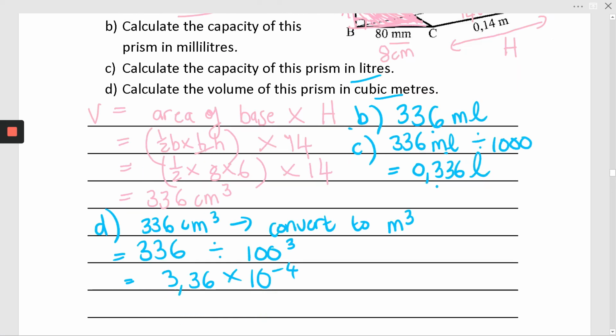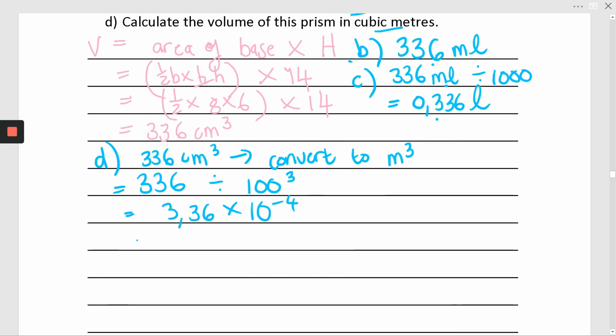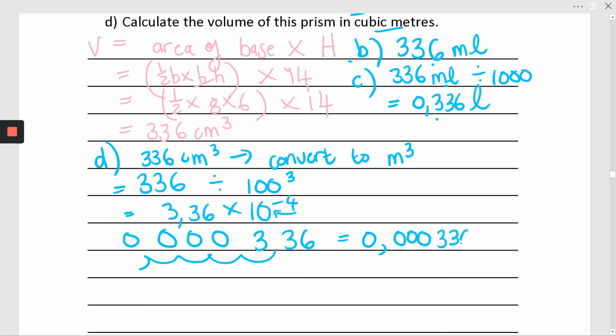And then I do need to convert back. So scientific notation has its place yet again. I'm going to have 3,36. I know it's going to move the comma to the left because this is a negative over there. And I'm now going to count back. 1 from where it was, 2, 3, 4. I'm putting the comma down, which means that's where it needs to go. It needs to be 0,000,336 cubic meters.